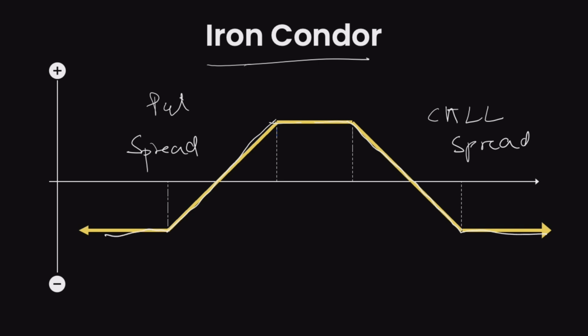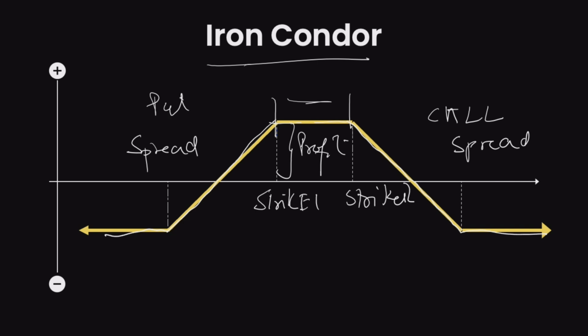Now what is the advantage of this strategy? This strategy makes you maximum profit right over here. This is your profit potential, and makes you max profit if the market is range bound and it stays within this band of strike prices. So this is strike price 1 and this is strike price 2. As long as it stays between the two strike prices, you make your maximum profit. Now on paper this might not look very attractive, because you'll see that I'm making profit only in a very narrow band.